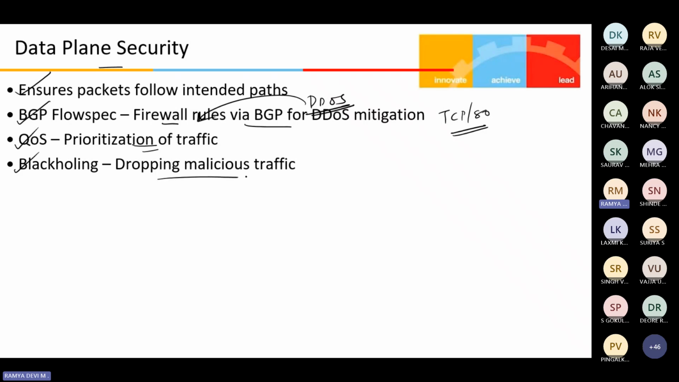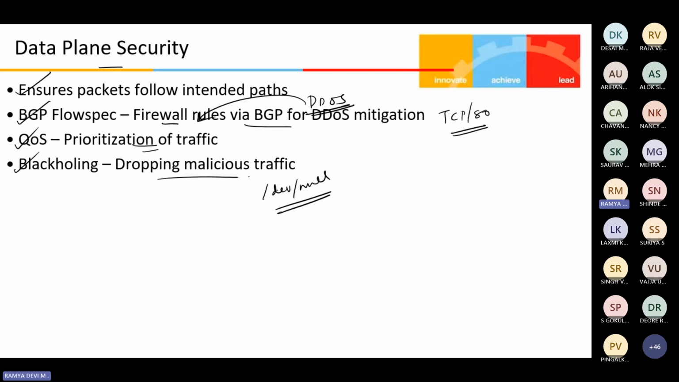Black holing is nothing but dropping the malicious traffic. Okay. So it is a powerful method. It is simple, but yet powerful. So we can redirect the malicious traffic to the null route by saying BVN null. Silently, it will be dropped. Okay. So the local black holing can be done, or even the remote triggered black holing can be done.